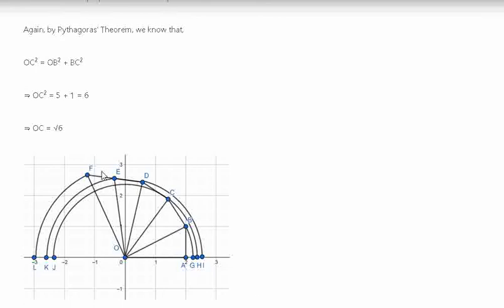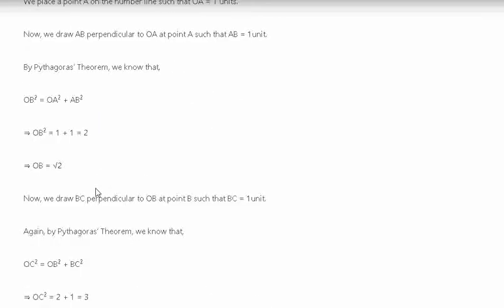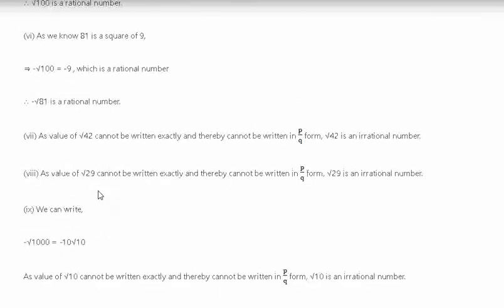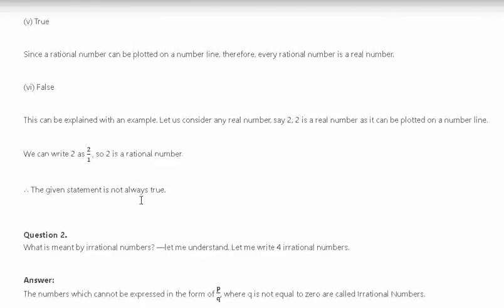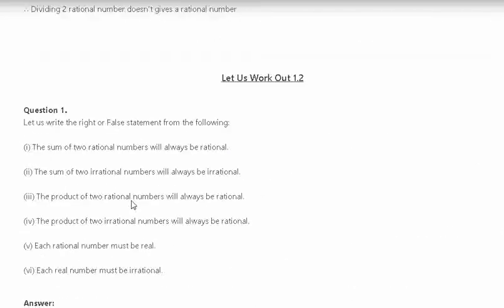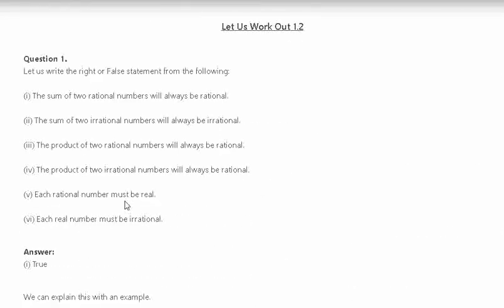So in today's class we just completed our workout. Okay, 1.2. It is a very easy and fascinating chapter. So please do practice, stay healthy, be safe.